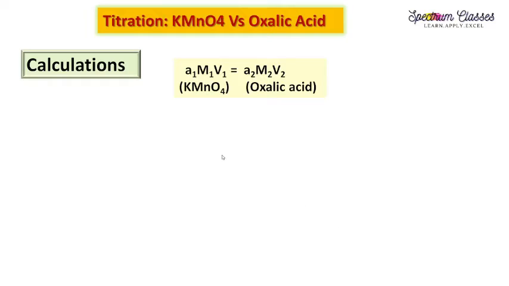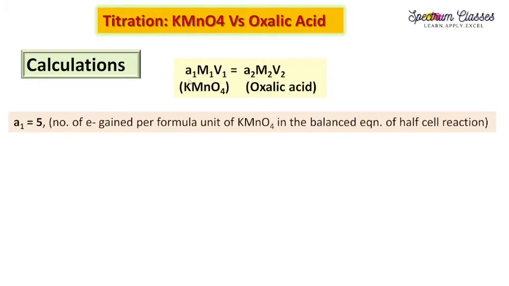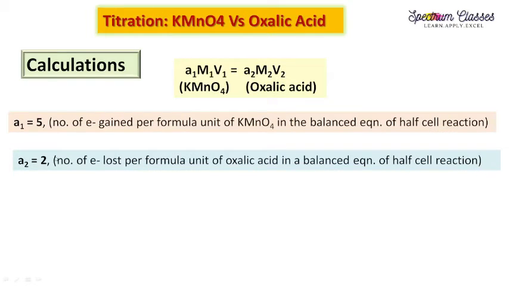Now the calculation part. In this titration, A1 and A2 are the multiples. First I will tell you the meaning of A1 and A2. A1 is equal to 5, the electrons gained per formula unit of KMnO4 in the balanced equation of the half cell reaction. Half cell reaction here means the reduction reaction. And what is A2? A2 means the number of electrons lost per formula unit of oxalic acid in the balanced equation. To balance the equation, we multiplied oxalic acid by 5 and KMnO4 by 2.